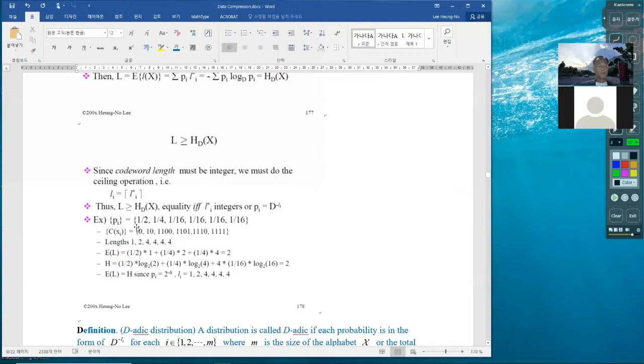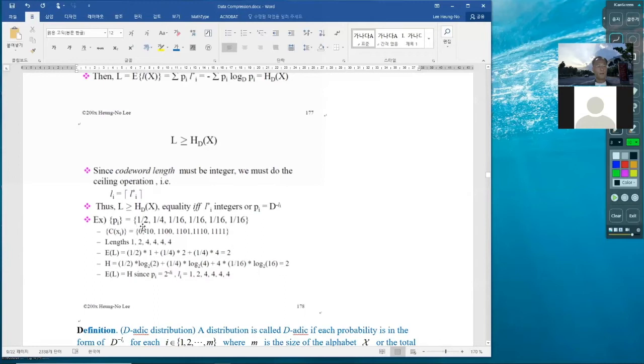So the equality part can be described by this example. Suppose that the pis are given to be 1/2, 1/4, and then four of 1/16. In this case, the code words are given to be 0, 10, 1100, and so on. As you can see, this is a prefix free code, and the lengths are 1, 2, 4, 4, 4, 4. Since the distribution is given, I can take the expectation of the description length, which came out to be 2 bits. And when we calculate the entropy, it is also 2.